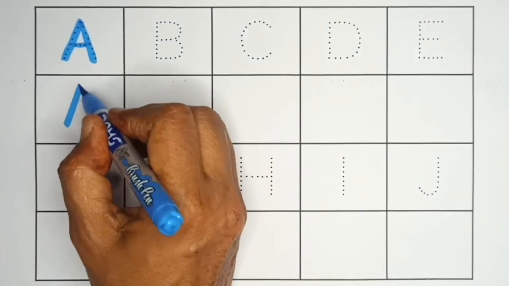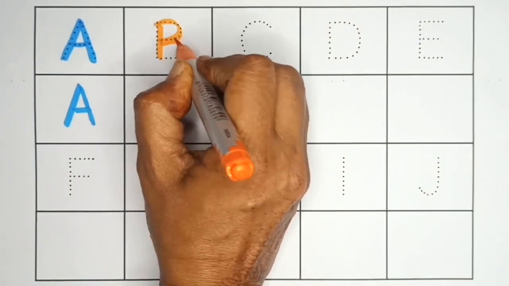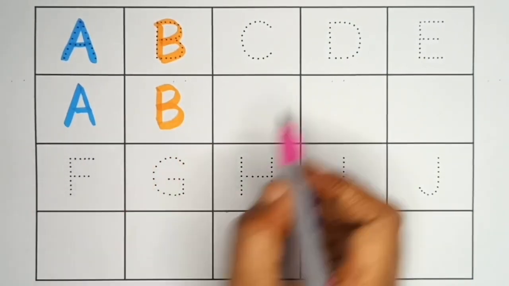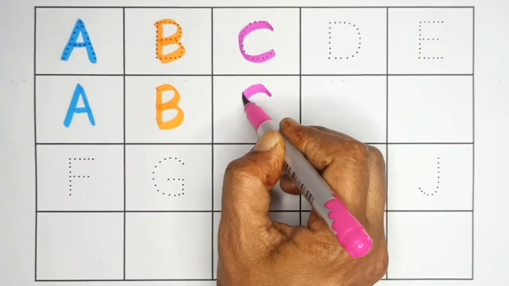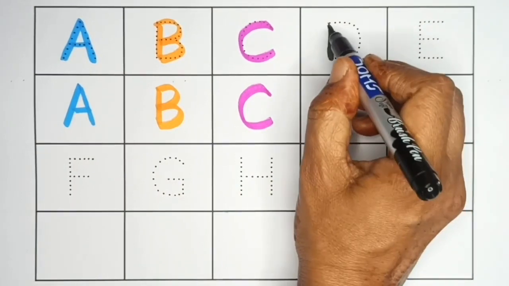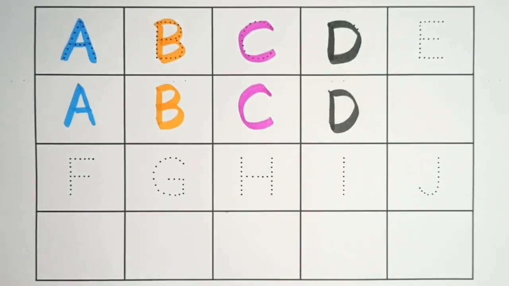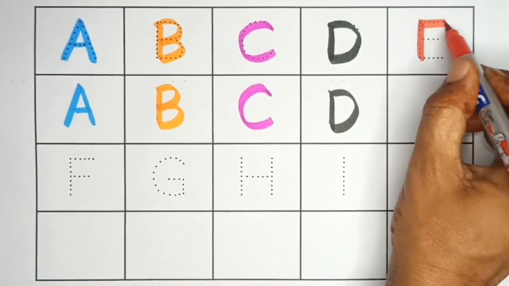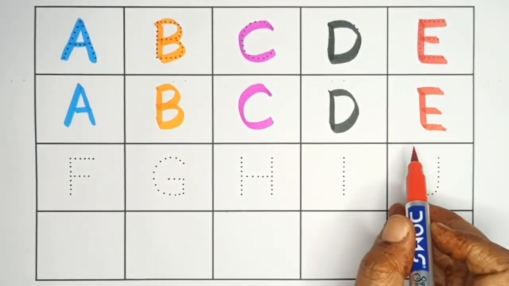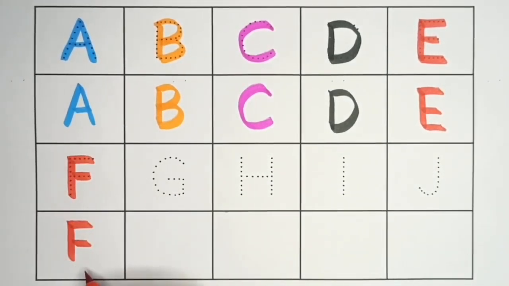A. A for apple. B. B for ball. C. C for cat. D. D for dog. E. E for elephant. F. F for fish.